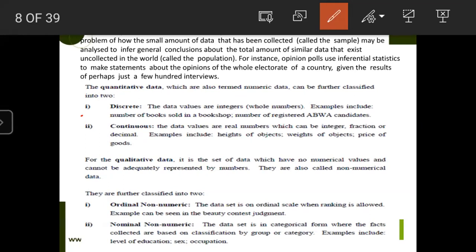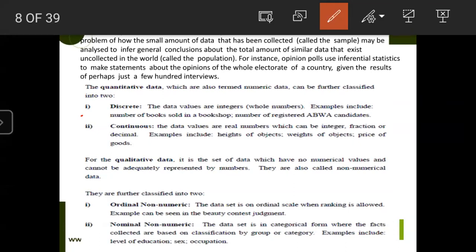We have ordinal non-numeric. We have nominal non-numeric. We have the rest. The ordinal non-numeric is where a data scale that allows ranking is used. An example can be a beauty contest judgment. Another example can be when you go for an interview, three people are interviewing you, and they now use an ordinal non-numeric.